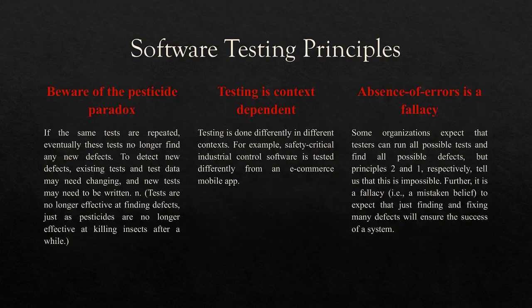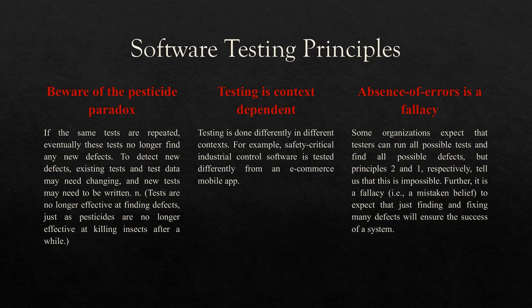Now the fifth principle is be aware of pesticide paradox. So if the same tests are repeated, eventually these tests no longer find any new defects. To detect new defects, existing tests and the test data may need changing, and new tests may need to be written. Tests are no longer effective at finding defects, just as pesticides are no longer effective at killing insects after a while. So we need to make sure the test cases are updated again and again.